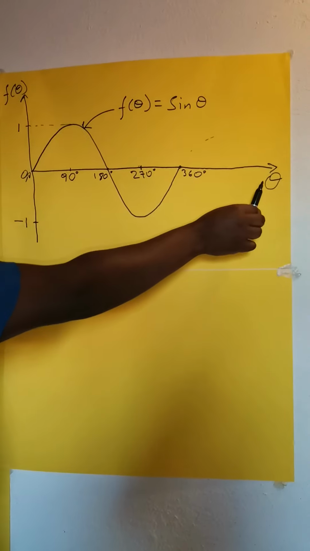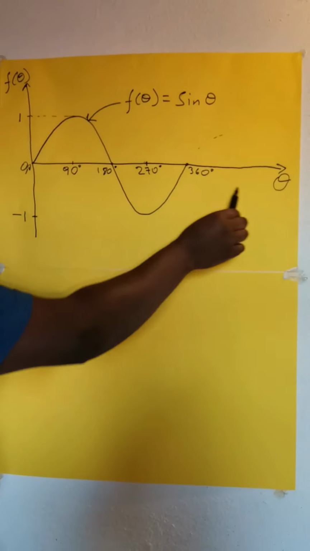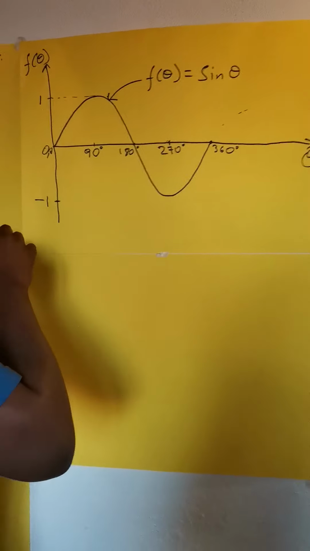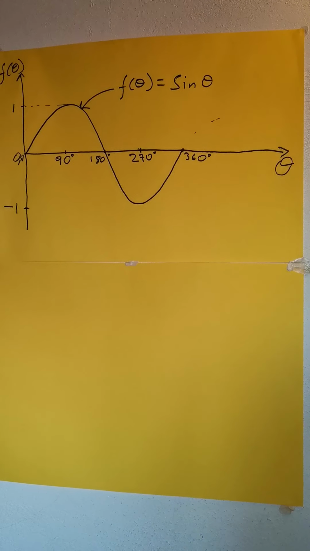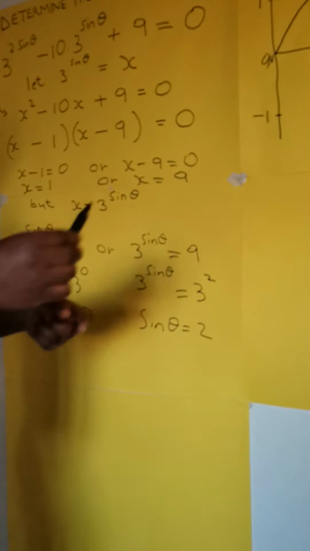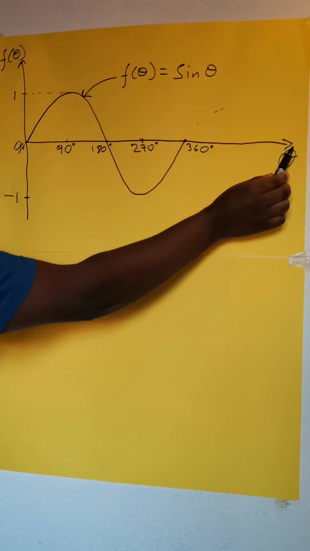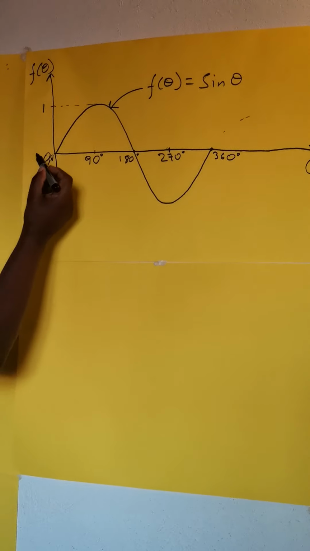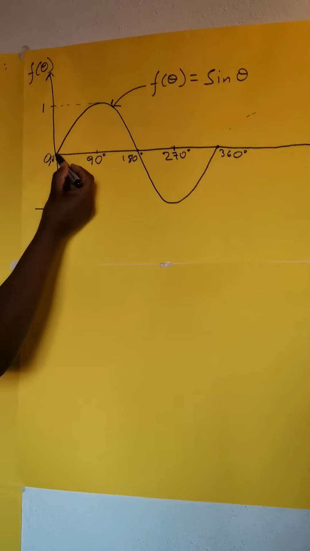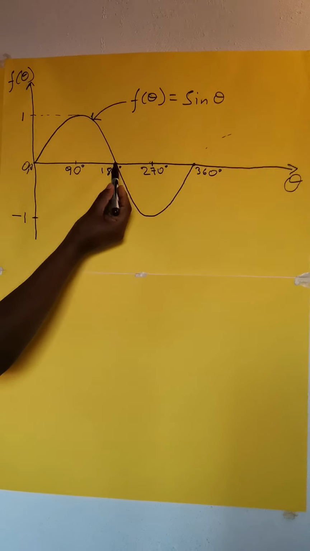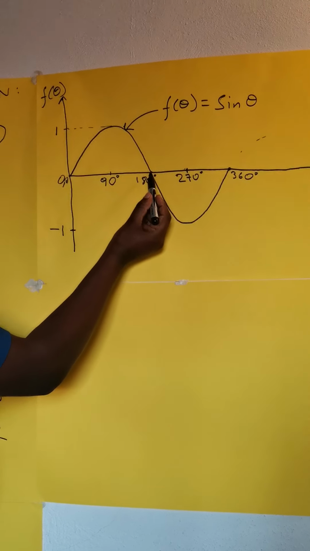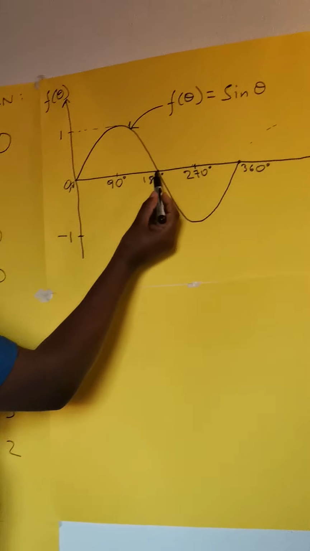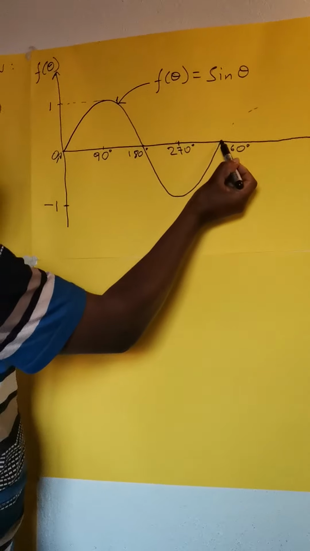So this graph has a number of solutions. When you insert a value of theta from this range, 0 to 360, you will get any value between -1 and 1, depending on the value of theta. But the problem instructs us to specifically find solutions where sine theta is 0. So where is sine theta 0? Sine theta is 0 when it cuts the theta axis. So sine theta is 0 here, and when you put theta equal to 0, you will definitely get 0. It's also 0 here because the graph cuts the axis. When you put 180 degrees, sine 180 degrees gives you 0, and the graph cuts the theta axis there.